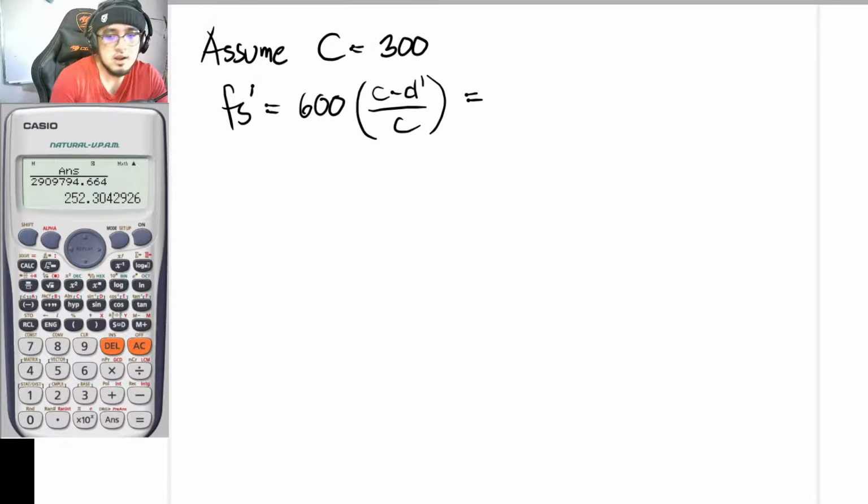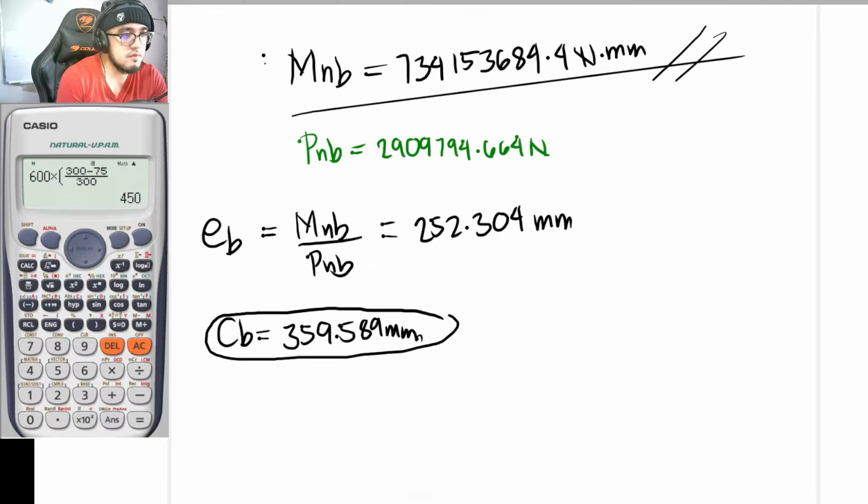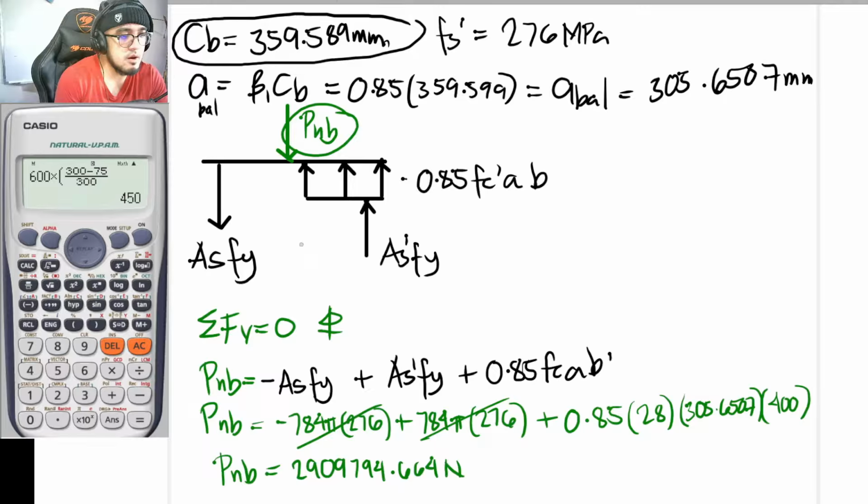So our answer here is, looking at the calculator once again, 600 times (C, our assumed C, that is 300, minus 75) divided by 300. Then our answer here is 450 megapascal. And since it is greater than Fy, we would be using fs prime equal to fy. Okay, so let us now solve for our P and B.